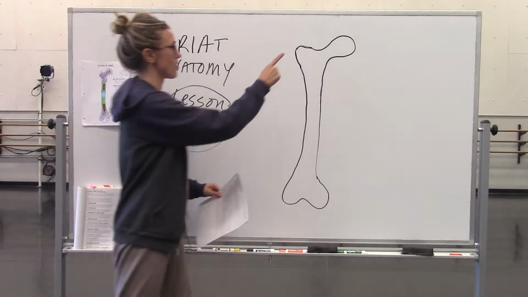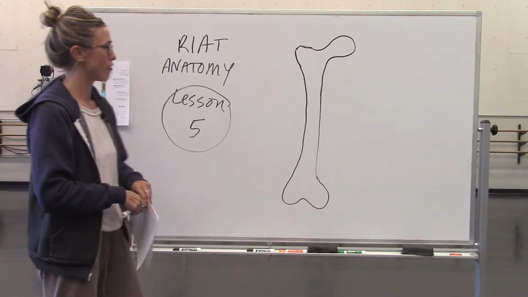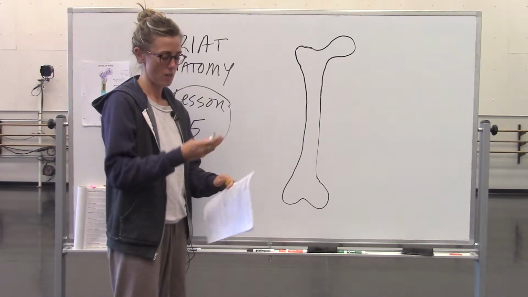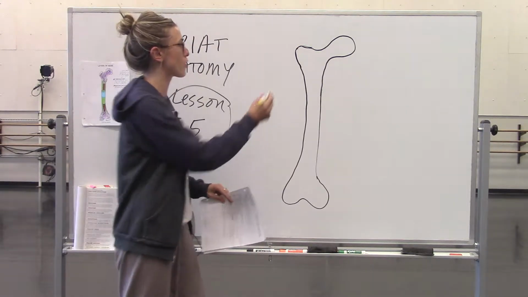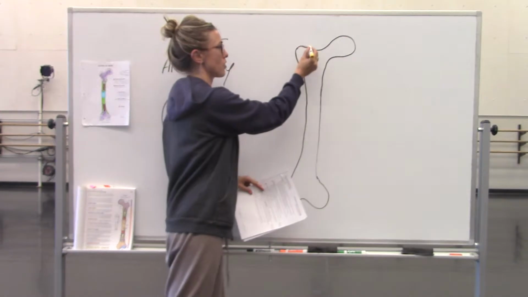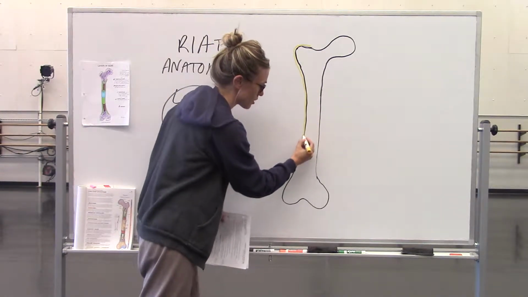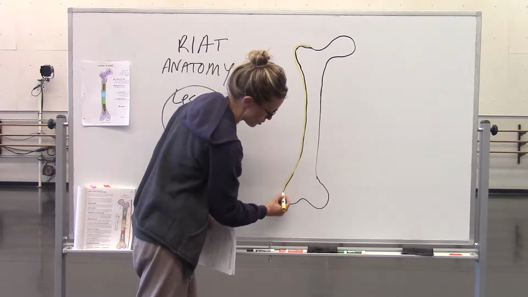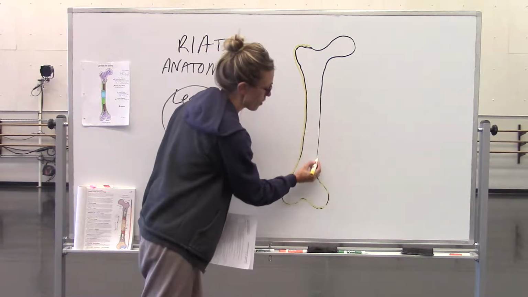The first layer, or the outermost layer, of a bone is called the periosteum. You can think of the periosteum as being, and this is yellow, so you probably can't see it, but just know that it's the skin of the bone. It's the wetsuit of the bone that goes all the way around.